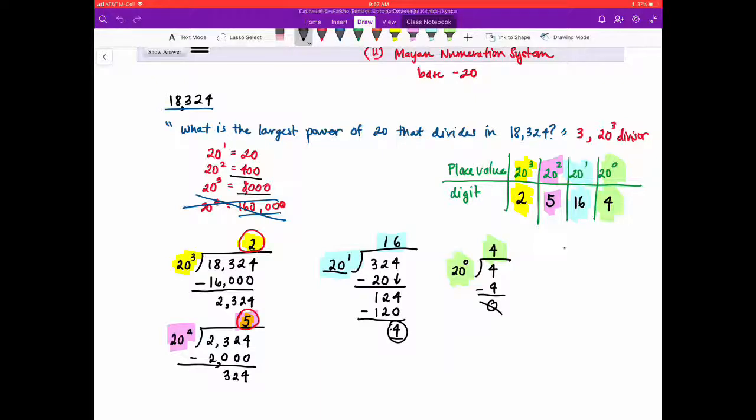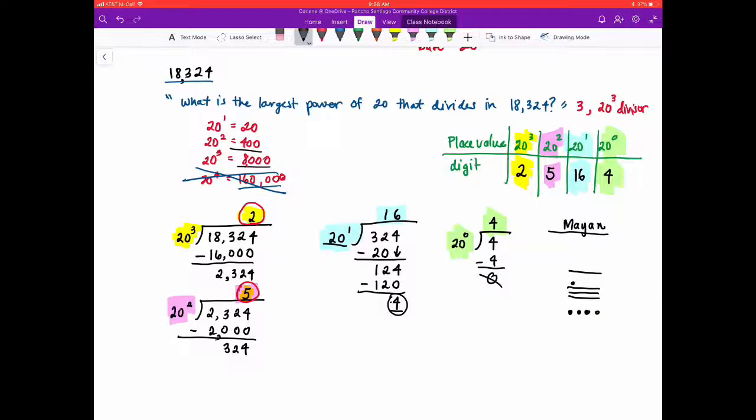If I rewrote this in Mayan symbols, starting low to high with my ones place, I would have 4 dots in my ones place. In my 20s place, I would have 16, which would be 3 sticks and 1 stone. In my 400s place, I would have 5, which would just be 1 stick. And in my 8000s place, I would have 2, which would be 2 stones. So don't forget, this is like the ones place, the 20s place, the 400s place, and the 8000s place.